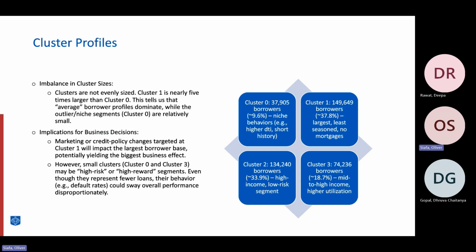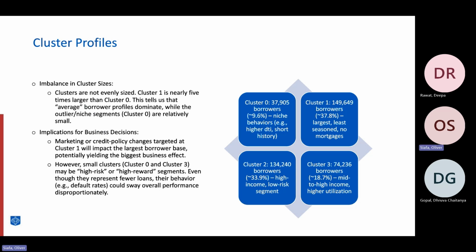Now let's look at what defines each of these 4 clusters. We did observe an imbalance in cluster sizes. They were not perfectly even. Cluster 1 is almost 5 times larger than cluster 0. What this tells us is that the average borrower profile tends to dominate our data set, while the more niche or outlier segments like cluster 0 were relatively smaller.